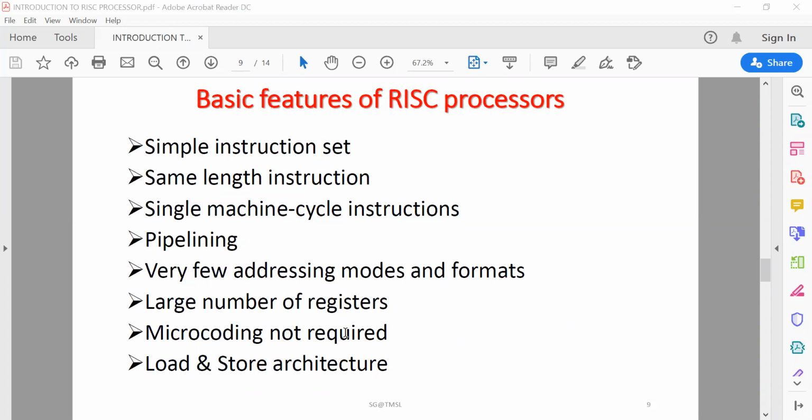unlike in a CISC machine. In the RISC architecture, microcoding is not required. This is because of the availability of a set of simple instructions, and simple instructions may be easily built into the hardware. So maximum instructions are built into the hardware. Then load and store architecture is there. The RISC architecture is primarily a load and store architecture, which implies that all the memory accesses take place using load and store type operations. So these are the basic features of RISC processors.